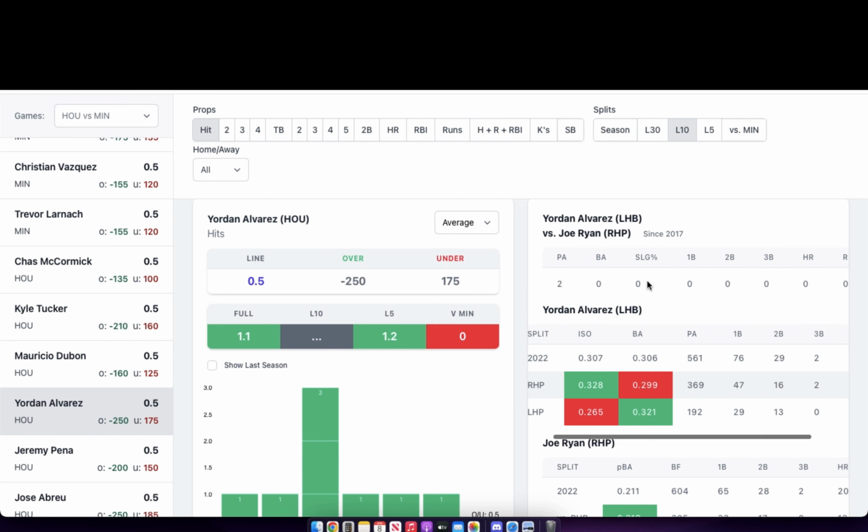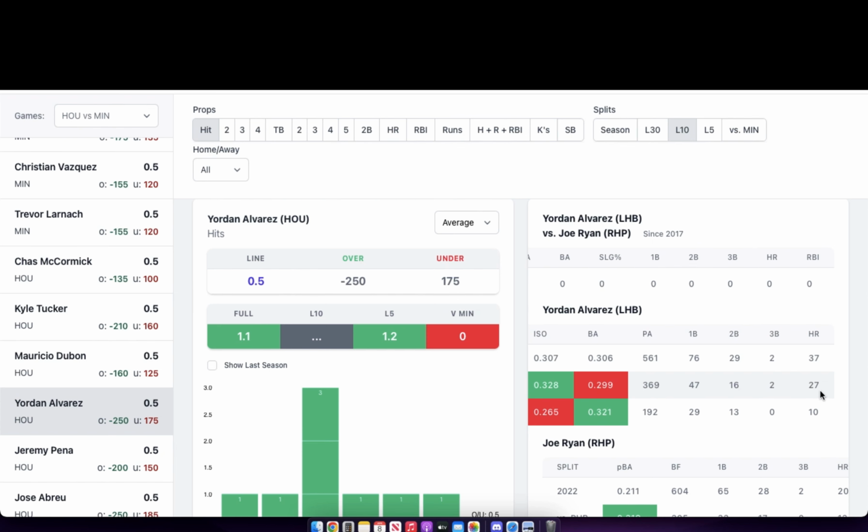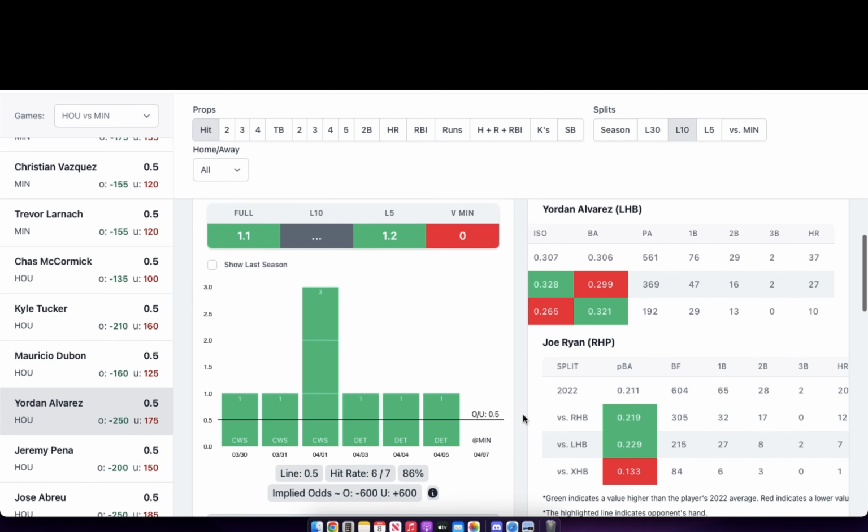Not a lot of history versus Joe Ryan. Only 2 plate appearances here. No hits, no extra base hits, no anything to speak of. But Yordan Alvarez versus right-handed pitching. Now, he is a lefty, so obviously lefty versus righty is kind of what you're wanting to see in these types of matchups, in these types of props. Yordan Alvarez versus right-handed pitching doesn't have as good of an average versus the lefties, but ISO is a bit stronger, and he's producing a lot more versus the righties in terms of home runs, extra base hits, and obviously going to see a lot more plate appearances versus the right-handed pitching than he would of the left-handed pitching.